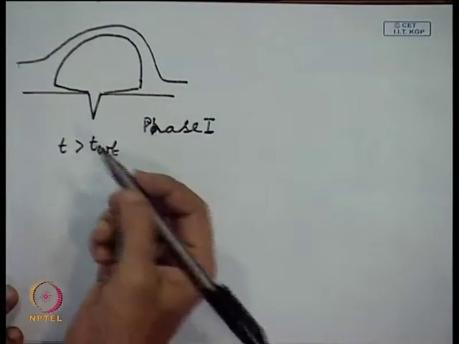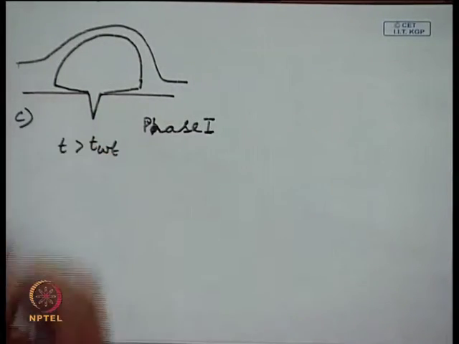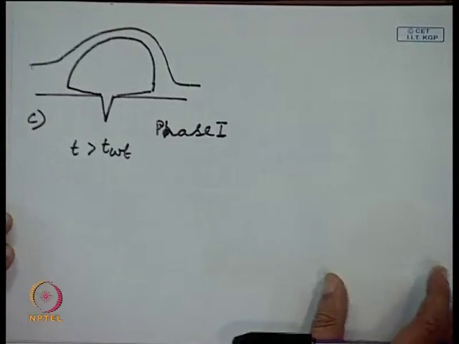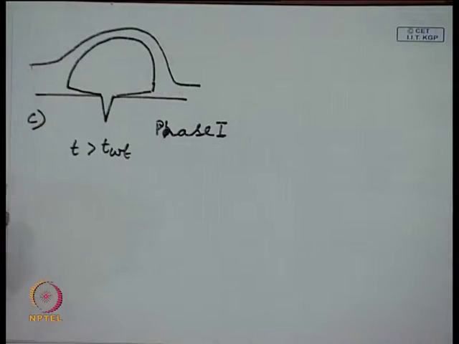As we were pointing out, this may be termed as C. So, A was at the beginning of the waiting period, B was when the waiting period is over, and C is the initial growth, that is phase 1, beyond the waiting period. In this period, the bubble shape is hemispherical. Now, let us try to understand what inertia controlled growth is. Though we have done the mathematics, let us once again try to see.